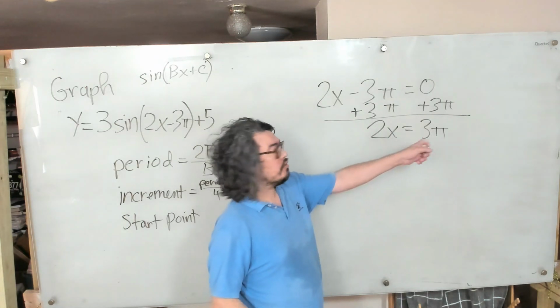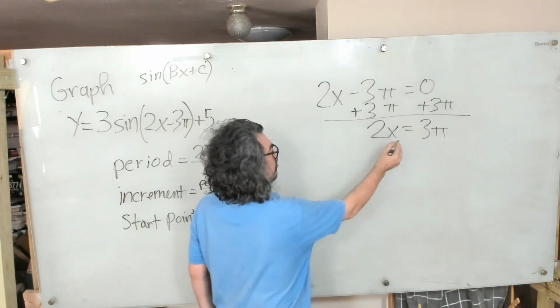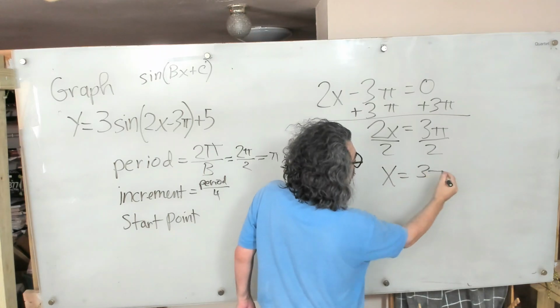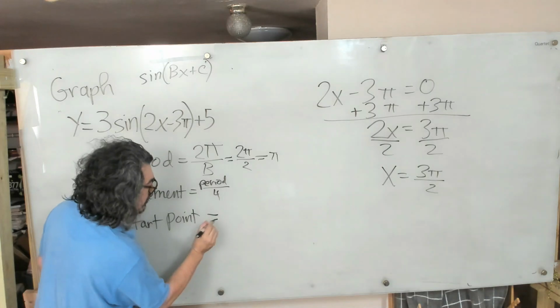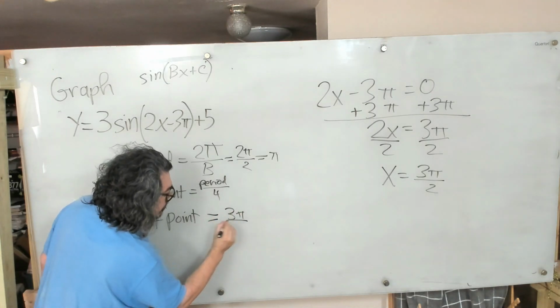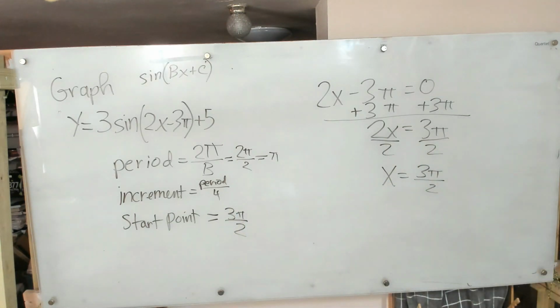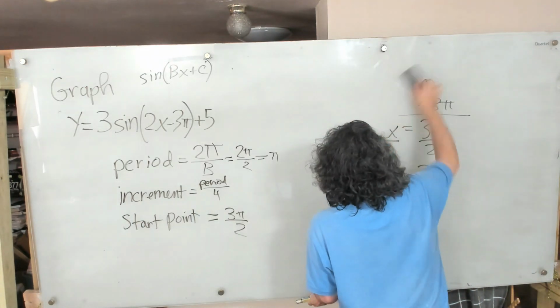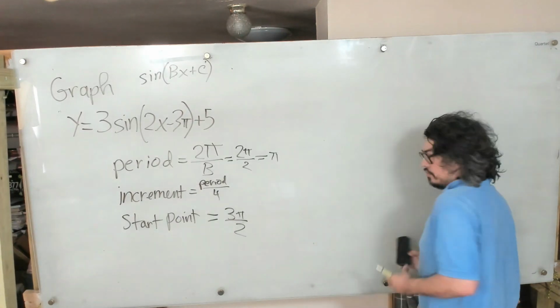2 times x equals 3 pi. To undo the multiplication by 2, we divide both sides by 2. So divided by 2, divided by 2, we see that x is equal to 3 pi over 2. So we're going to consider that our start point. Now let me just remind you what I mean when I say that this is the start point, and now we're going to relate it to the major landmark points of the sine.